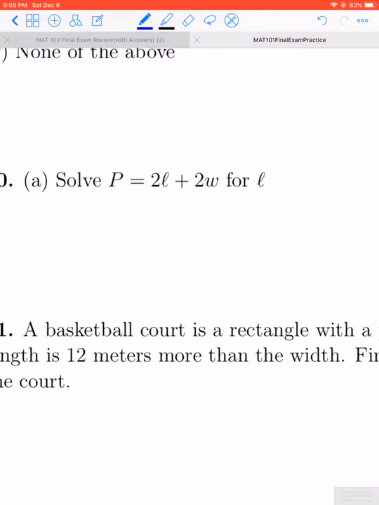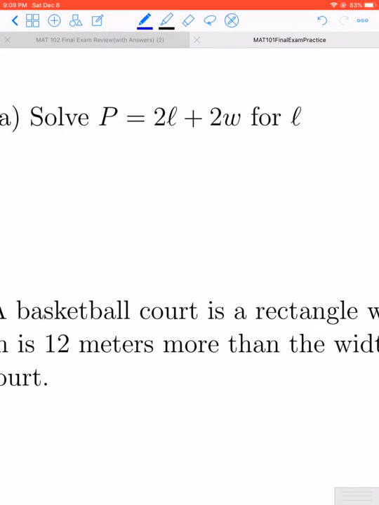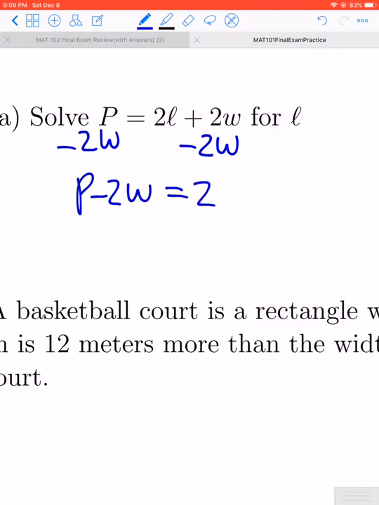If we look at the next set of problems, these were our formulas. Here we have the formula that came from geometry. This would have been the formula for the perimeter of a rectangle, and they ask us to solve for the variable L. So we want to get L by itself. The first step would be removing that 2w term. So I could subtract 2w from both sides. P minus 2w equals 2L.